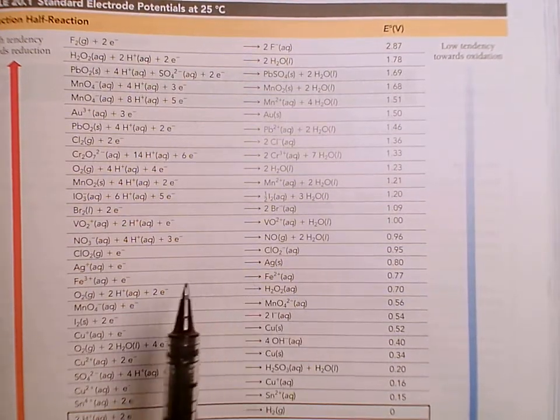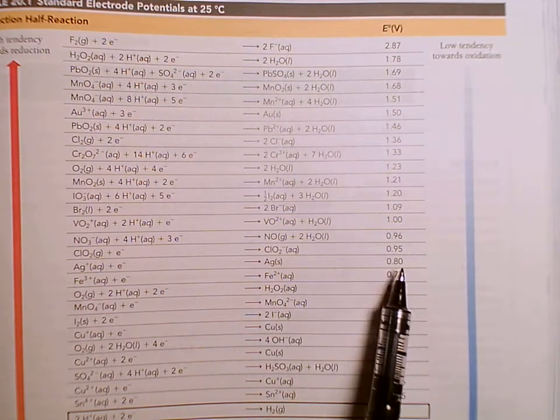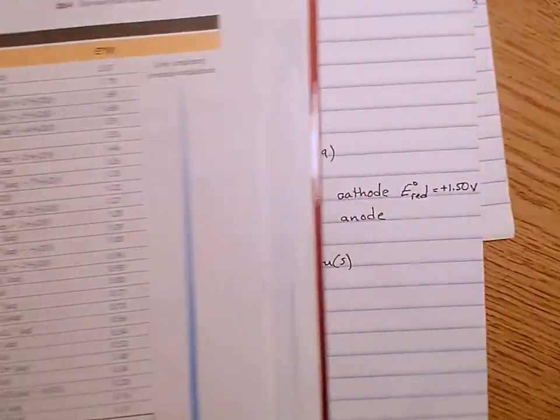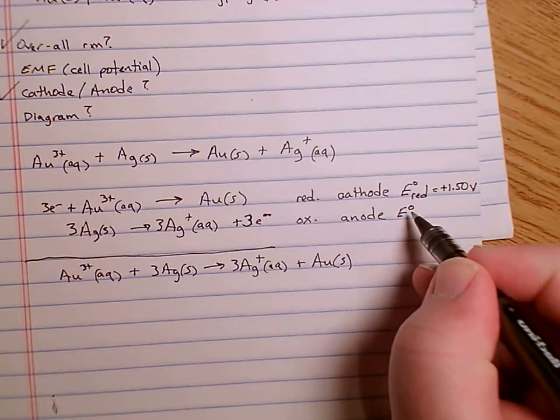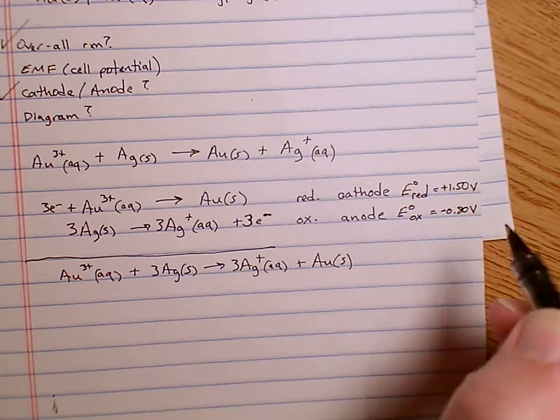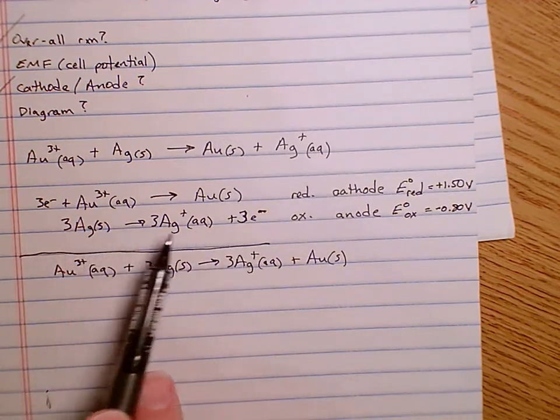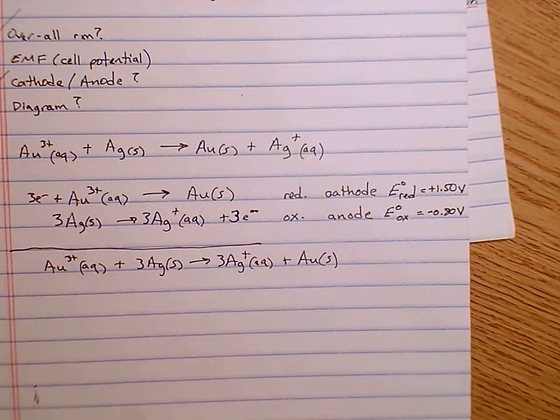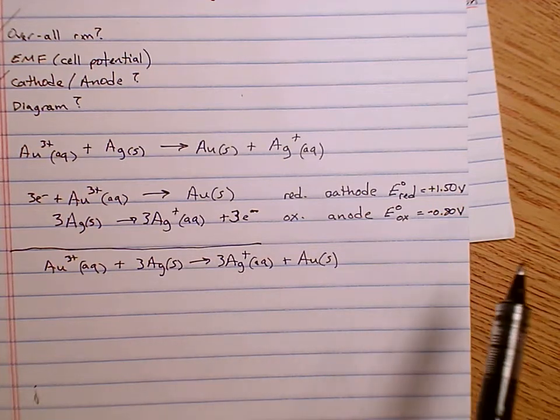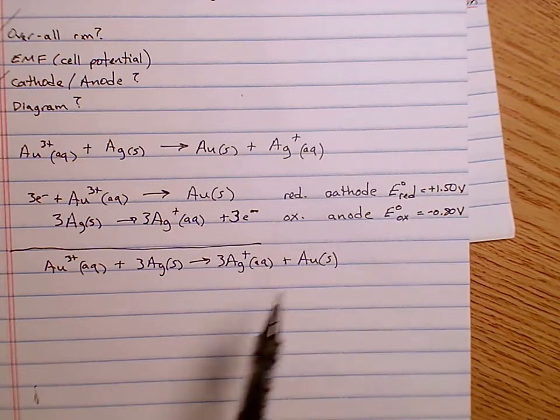Our reaction is actually the oxidation of silver. So if the reduction has a value of 0.80 volts, the oxidation has a value of negative 0.80 volts. E naught ox equals negative 0.80 volts. Oh, but wait a minute, we had to multiply it by 3. What happens if we multiply by 3? Correct, nothing. The voltage does not change when you multiply by the stoichiometry. So the only thing we had to do is realize this was an oxidation reaction, so we just had to flip the sign of the voltage.